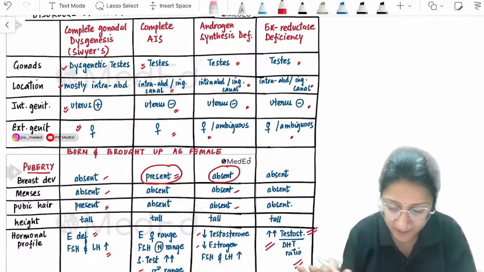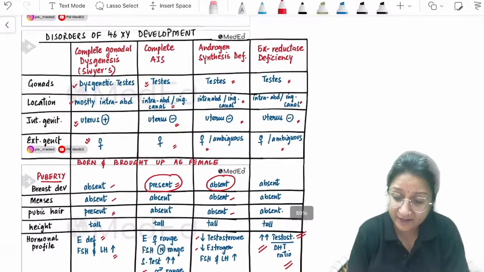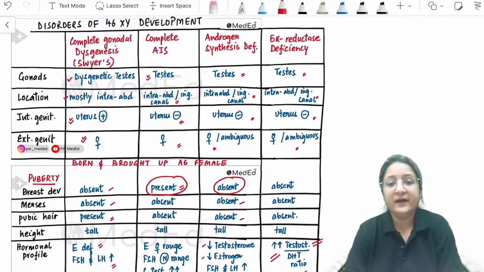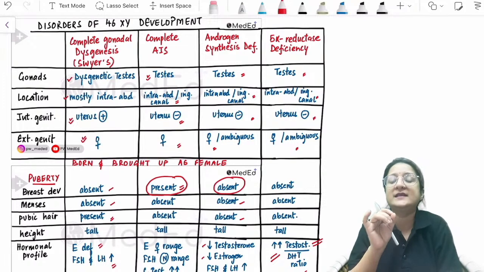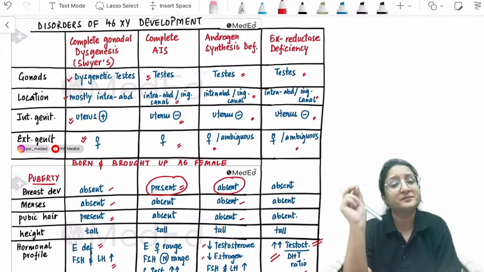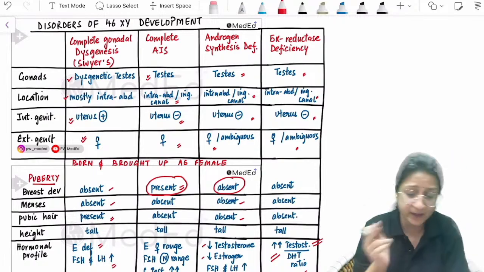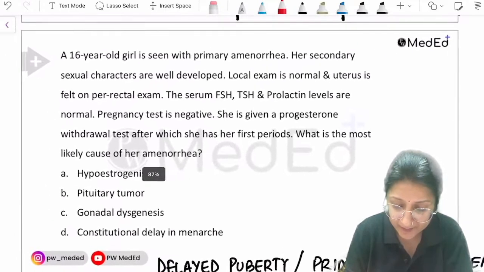Okay, clear? So this is the shortest possible way that we can remember these disorders of 46XY development. Understand them, and if ever put in a situation like this, where very clinical questions are asked, eliminate by key pointers. That is how it is going to be done. Next question.